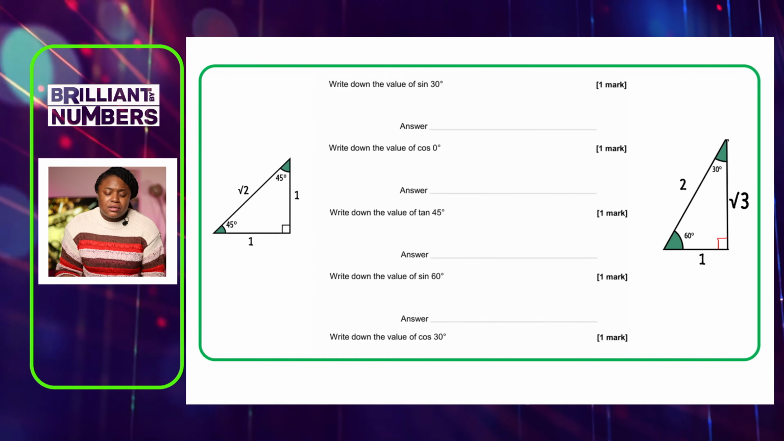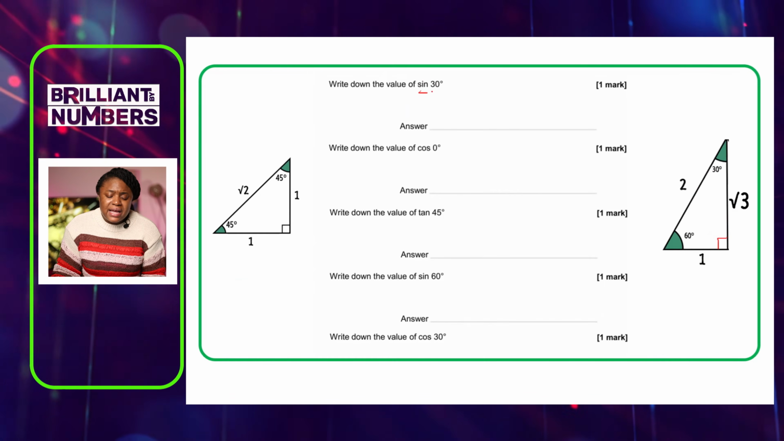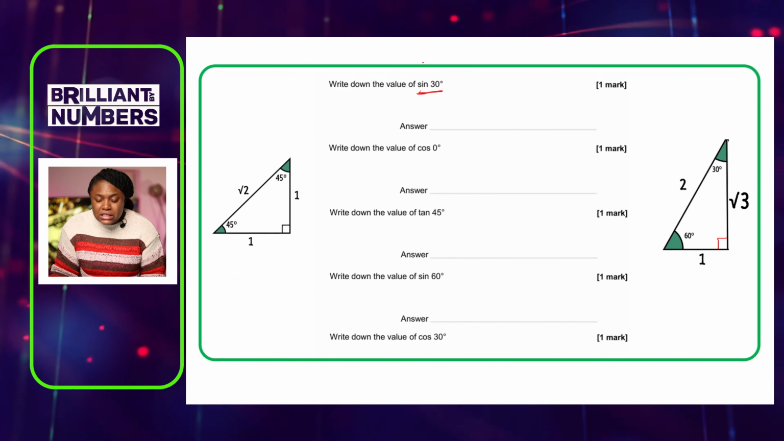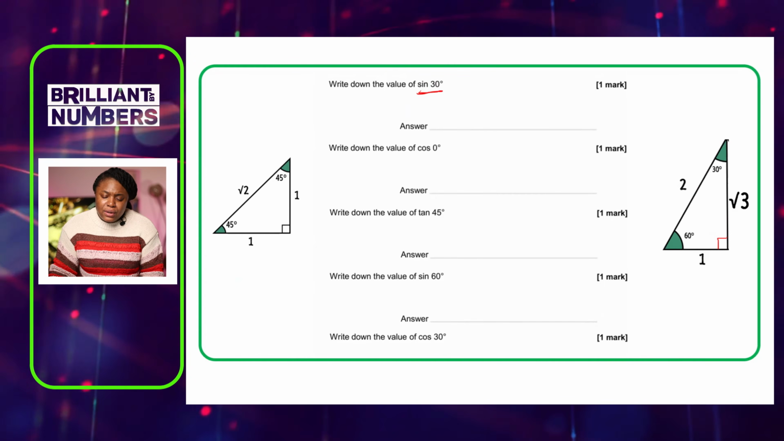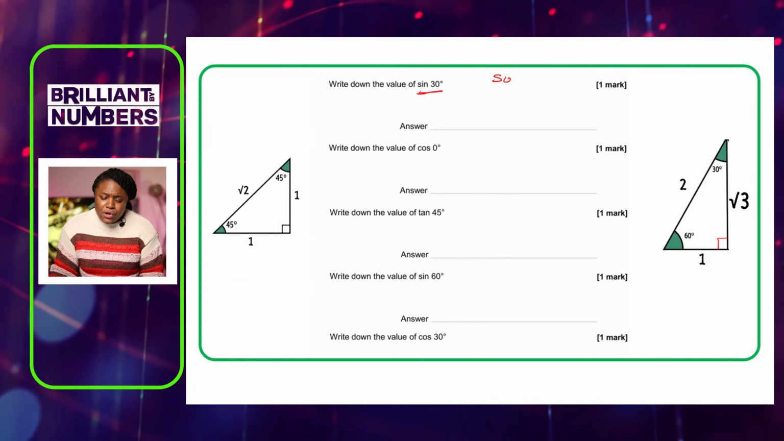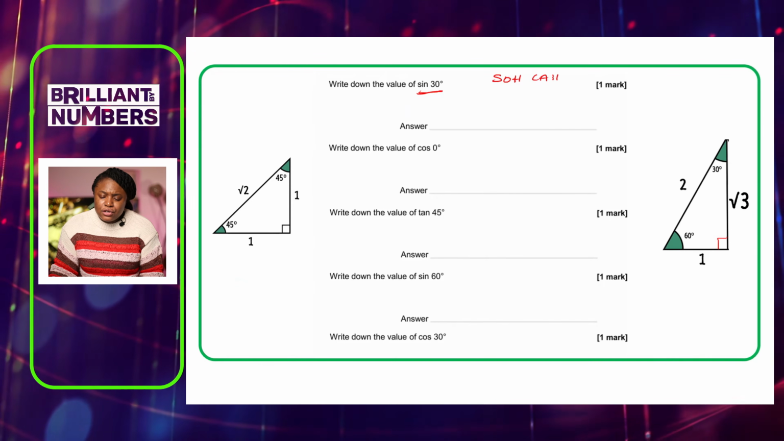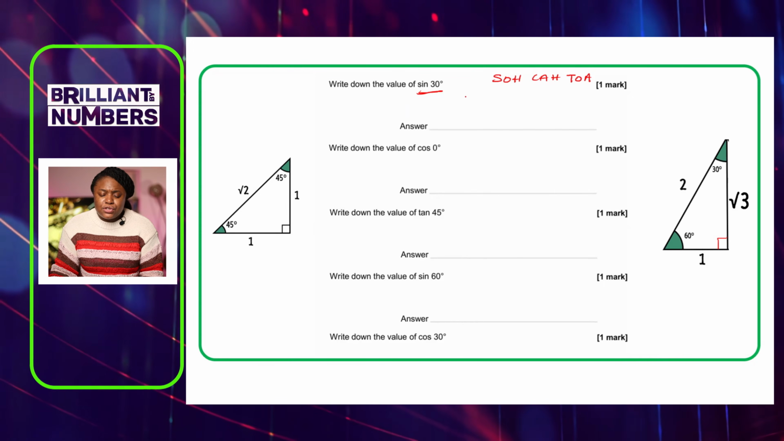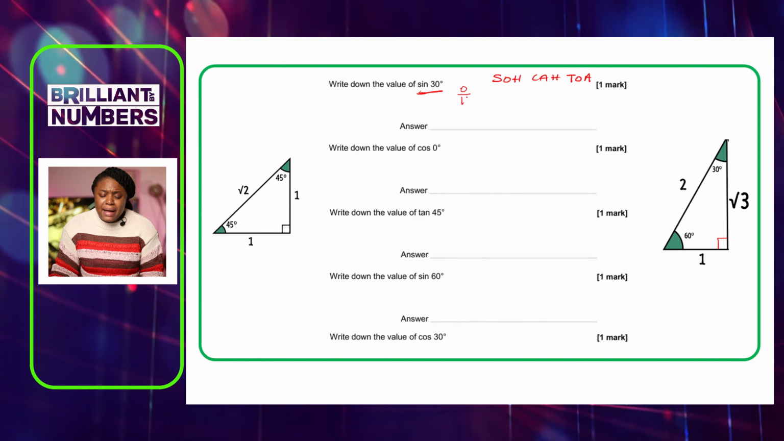So the first one we're asked to do is to write down sine 30. So we need the triangle that has 30 degrees. So let's just write down our ratios here. SOH CAH TOA. So I know sine is equal to the opposite over the hypotenuse.